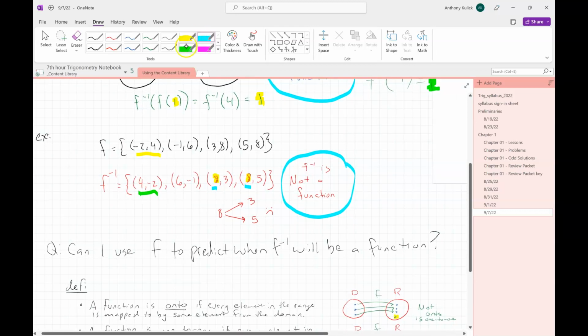If I go back to my previous example here, it's the repeated y-coordinate that's going to show me that this was not one-to-one, because those repeated y's, when I make my inverse, become repeated x's. Everybody's okay with that?